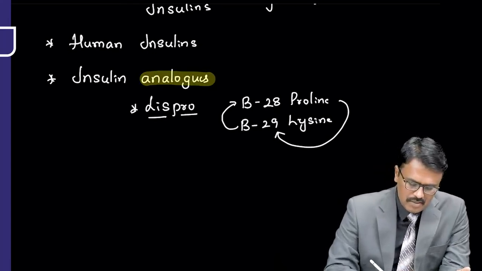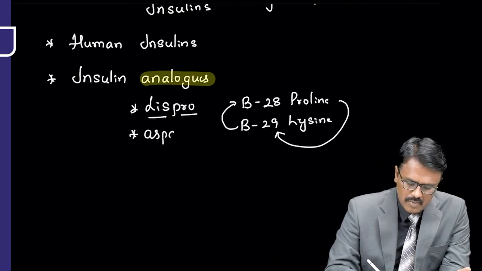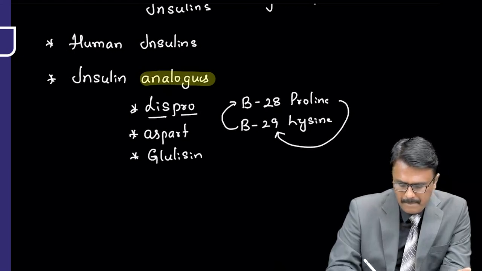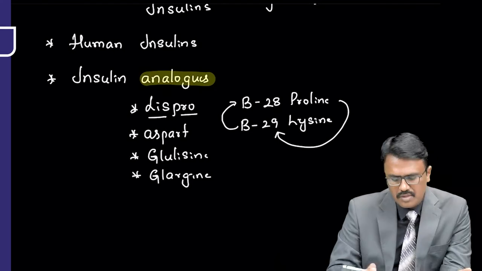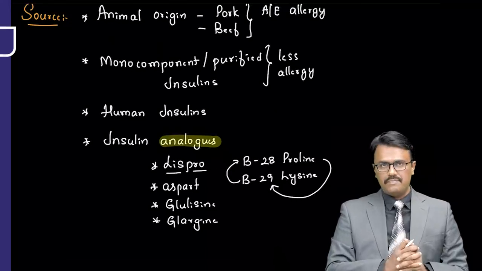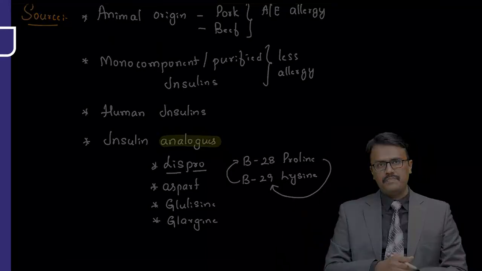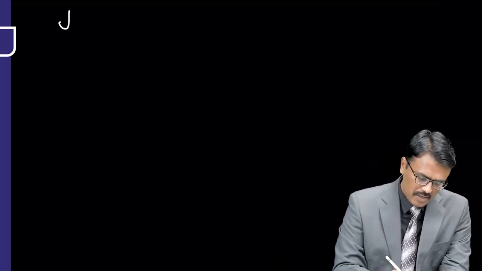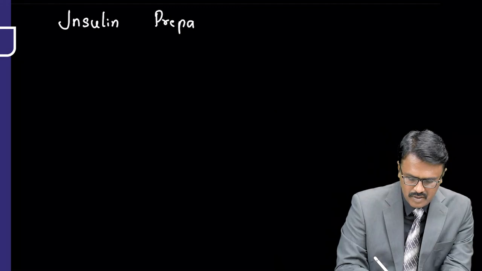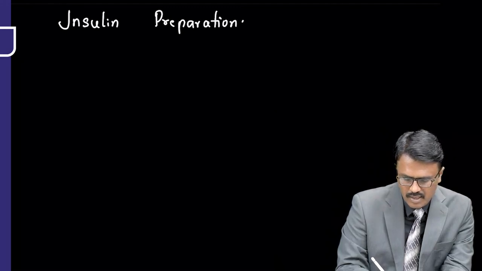Similar to that, we have others like aspart by exchanging the amino acid. Then we have glulysine, then glargine. So these are the different insulin analogs, and I'm just telling you the source, how we got the insulin. So you can classify the insulin like this also. Now one more important understanding about insulin is how the insulins are classified. So insulin classification, or we can write it as insulin preparations. What are the types of insulin preparations we have?